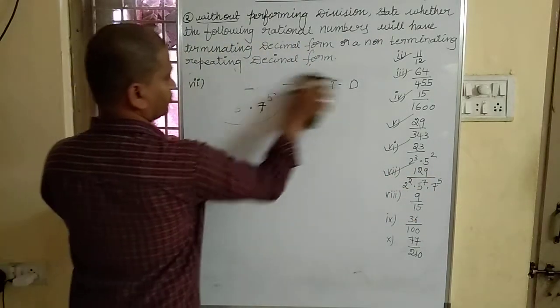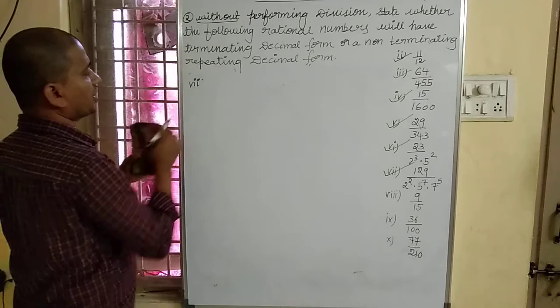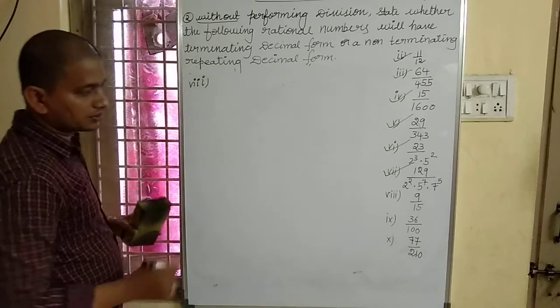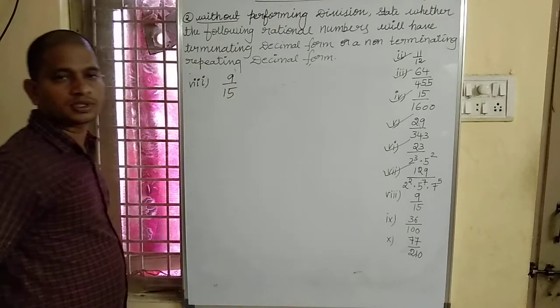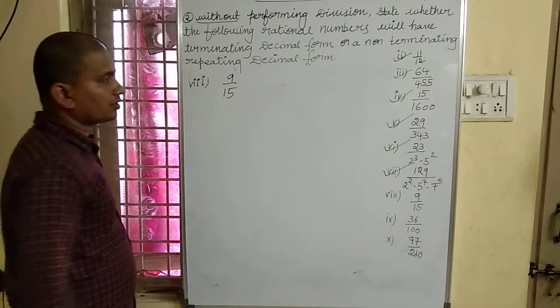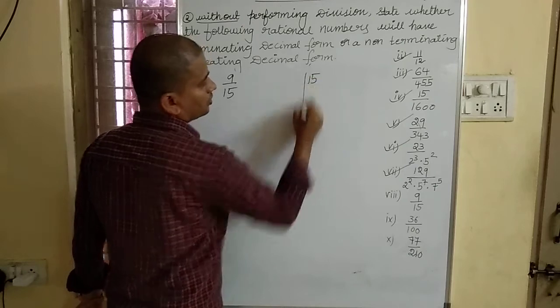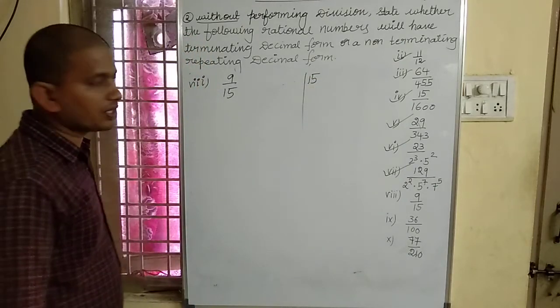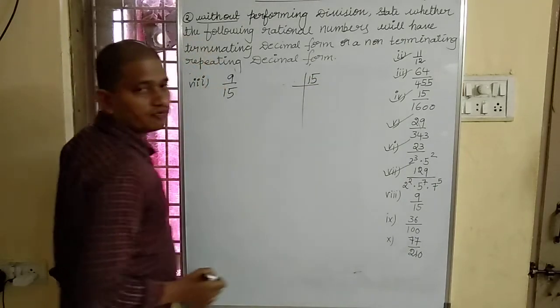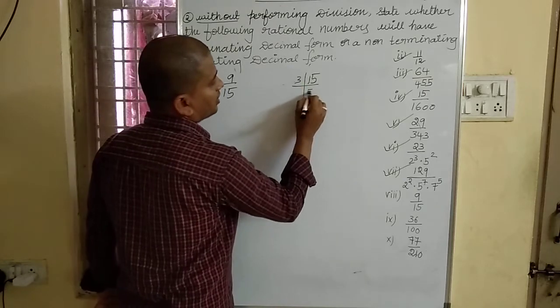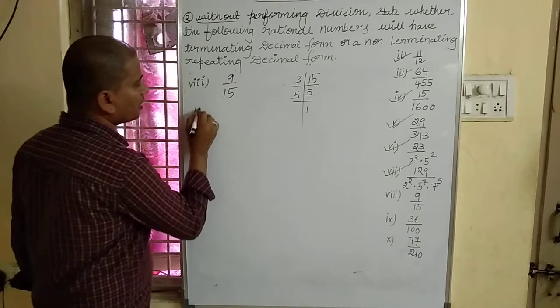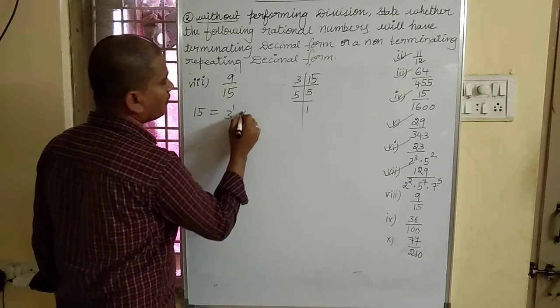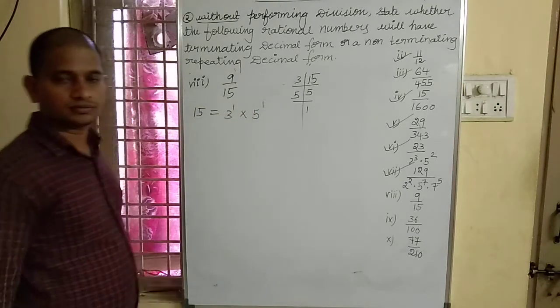Coming to the eighth question. What is our eighth question? 9 by 15. So our denominator is 15. Let us find out the prime factors of 15. 3 5s are 15, 5 1s are 5. So 15, I can write as 3 power 1 into 5 power 1.